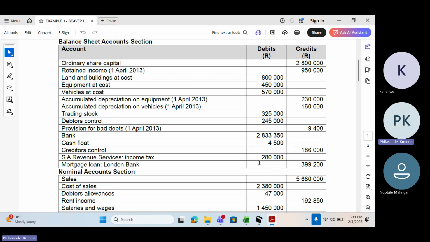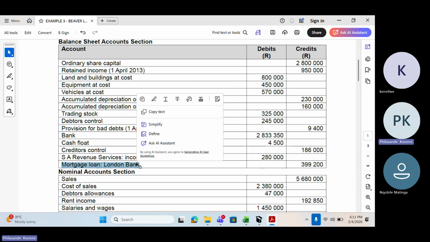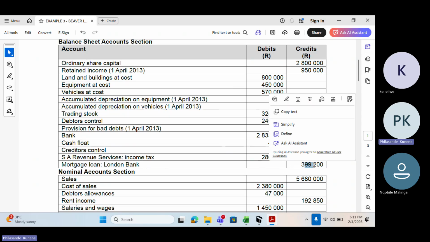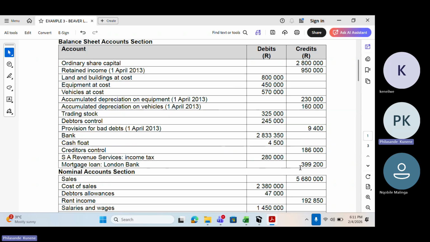Those are the things that we need to think about while we're going through our trial balance. Mortgage loan, London Bank, 399,200. That's the amount we owe them. That's why you can see it's on the credit balance. We're just going to look at the additional information and see what else they provided us there.